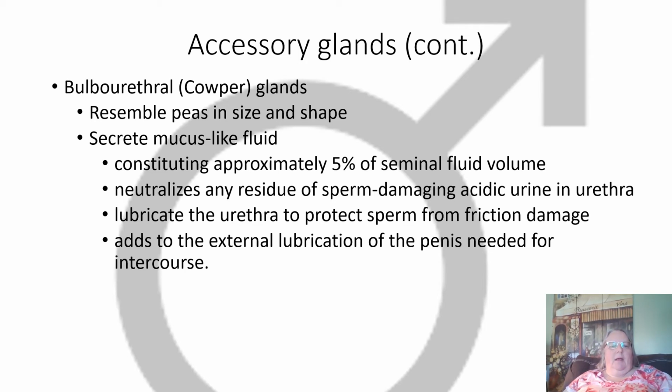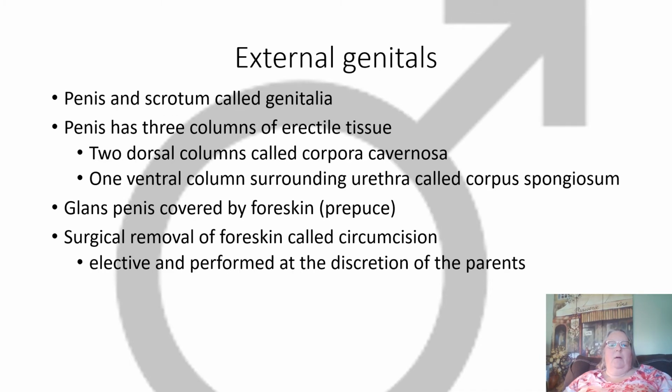This fluid that is produced neutralizes any residue of sperm-damaging acidic urine in the urethra. It lubricates the urethra to protect the sperm from friction damage. It adds to the external lubrication of the penis needed for intercourse. Now let's talk about the external genitalia.